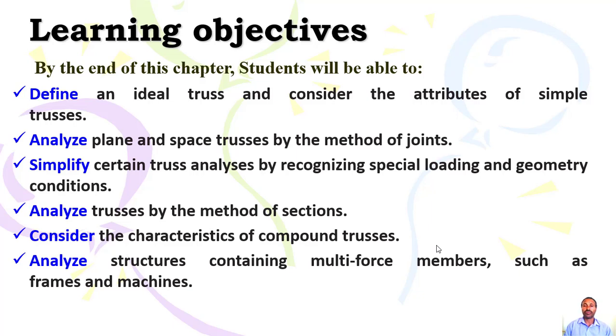By the end of this chapter, you will be able to define an ideal truss and consider the attributes of simple trusses. You will analyze plane and space trusses by the method of joints, and you will be able to simplify certain truss analysis by recognizing special loading and geometry conditions. You will also analyze trusses by the method of sections and consider the characteristics of compound trusses, and analyze structures containing multi-force members such as frames and machines. So these are the main learning objectives for this chapter.